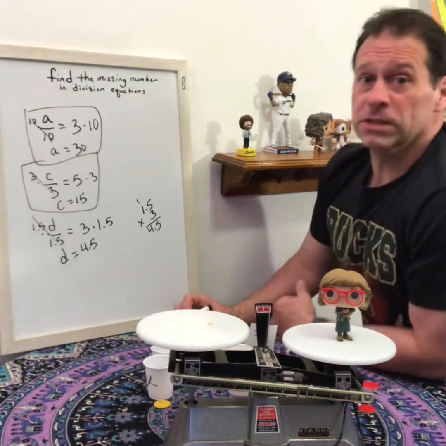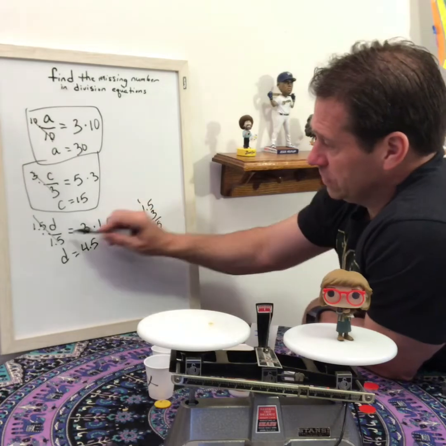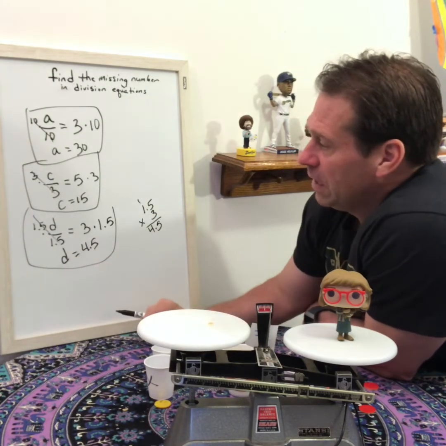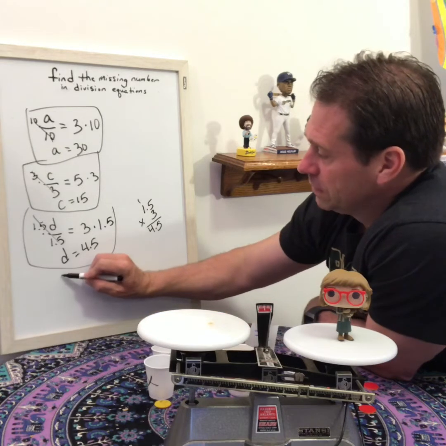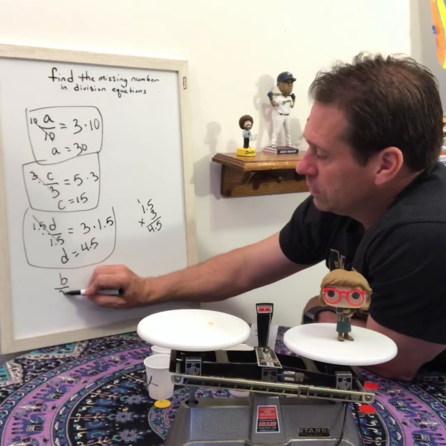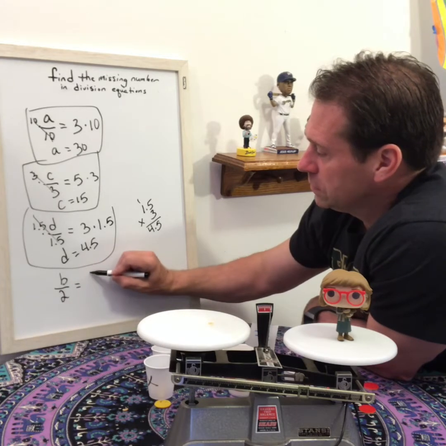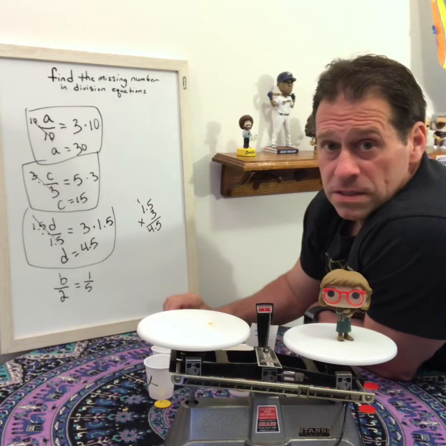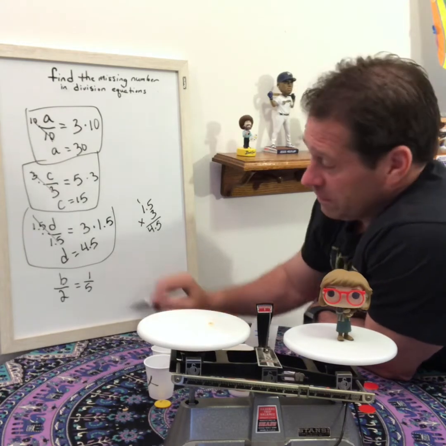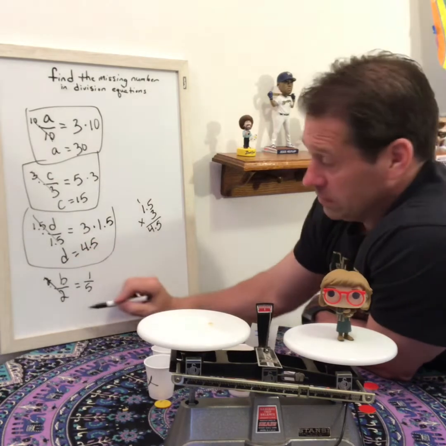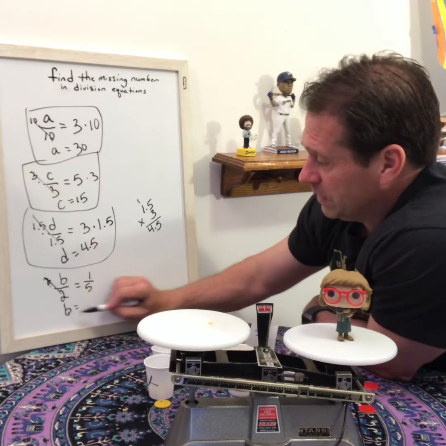You can even have ones with fractions in them, and this is how you show your work. You could have b over 2 equals 1/5. So b over 2 equals 1/5. How do I get rid of this? Divide by 2, I multiply it by 2. It's going to cancel that out. So I get b equals, b is by itself.